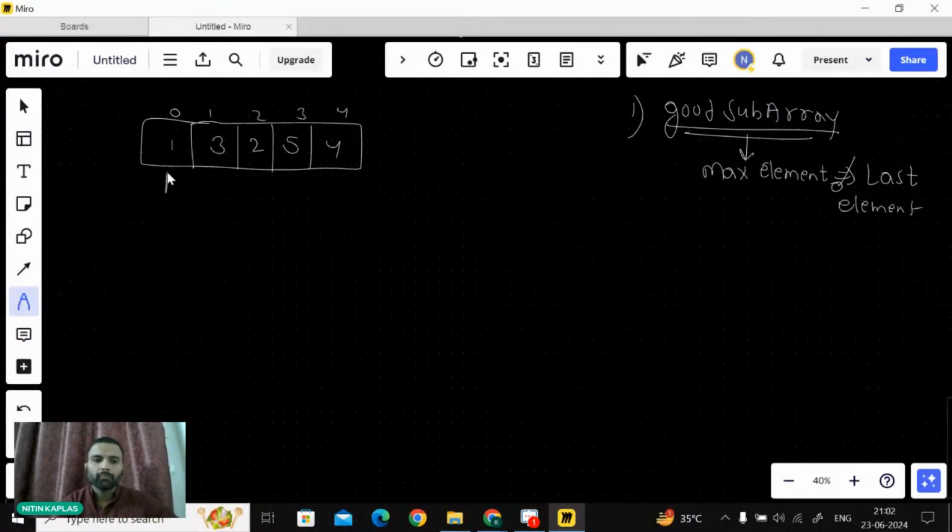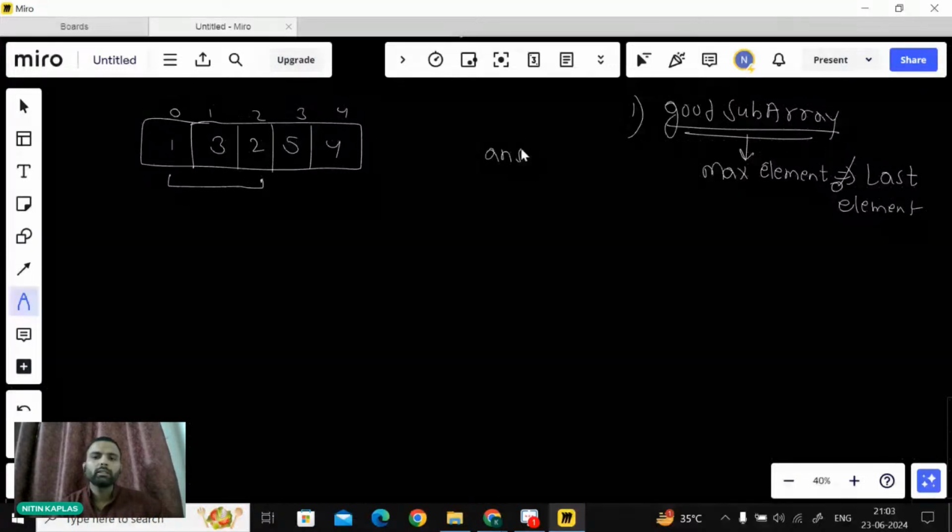Now if I am here, we just have to find from this part. Is this your array? Because a single element is never a good array. Now, when I move forward, is this a good subarray? No, it's not. Why? Because if I divide this array like this, the last element is the largest element, the maximum. So I'm not able to do that. Now let's move forward. Is this a good subarray? Yes, it is. So I simply add one to my answer.